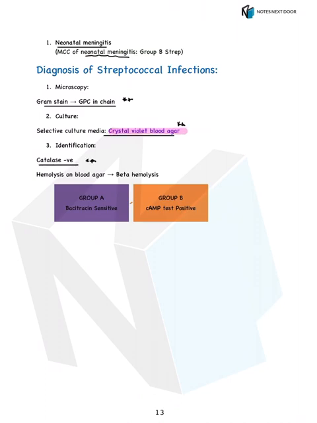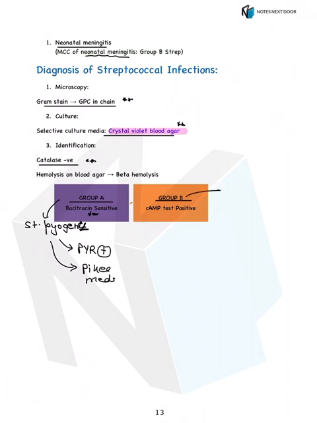I said the first and most important thing in differentiating between the Staphylococci and the Streptococci is catalase. Between group A and group B, group A is bacitracin sensitive. Group A was Streptococcus pyogenes. This pyogenes is sensitive, PYR test positive, and the transport media is the Pike's media. Group B was Streptococcus agalactiae. This is CAMP test positive. So what is CAMP? CAMP is Christie, Atkins, Munch-Petersen. Okay, this is the CAMP test.